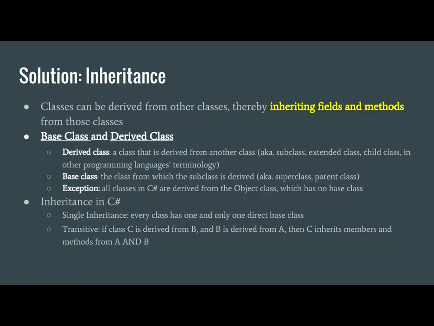And the second thing is transitiveness. What does it mean? If I have three classes, class A is the base class, class B is derived from A, so class B has everything from A. But then class C is derived from B, so class C has everything from B. However, since B already has everything from A, class C also has things from A as well. So that's called transitiveness of inheritance.